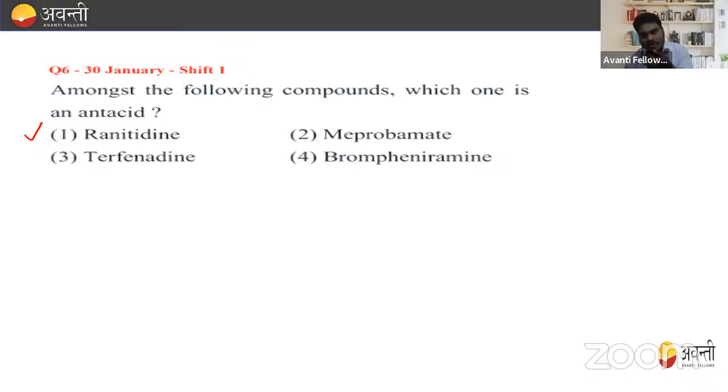Next, tell me some other example. Even in your 10th class, when excess HCl is produced in the stomach, what do we do? Okay, we have heard about milk of magnesia, right? So some more examples of antacids are magnesium hydroxide, Mg(OH)2. This is also known as milk of magnesia, right? Milk of magnesia.